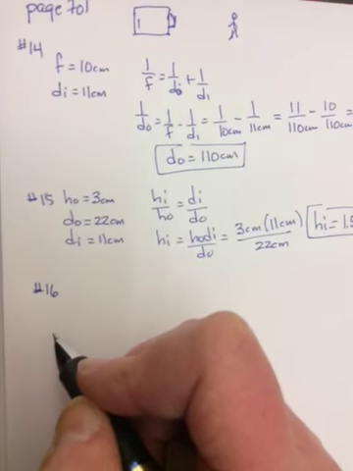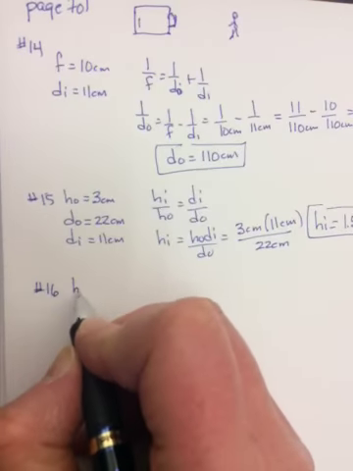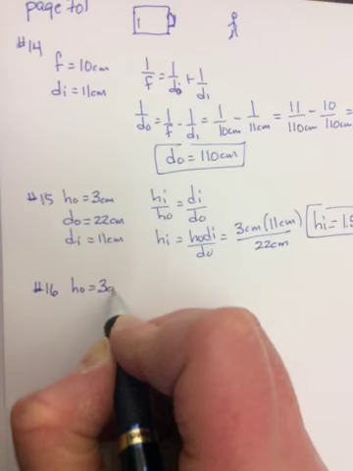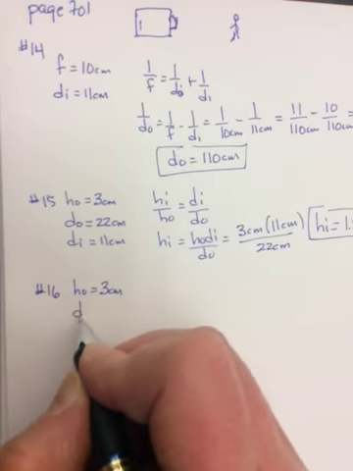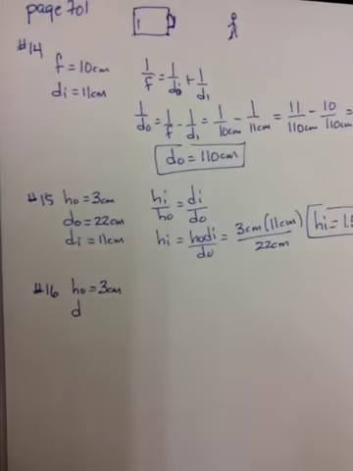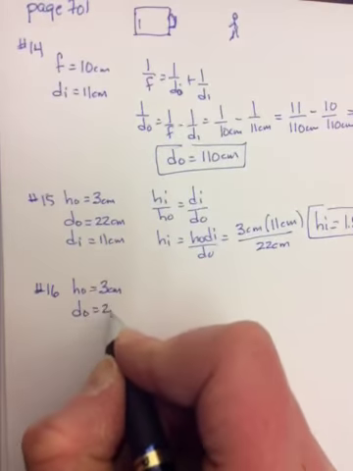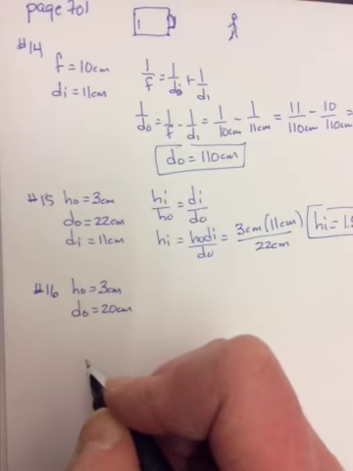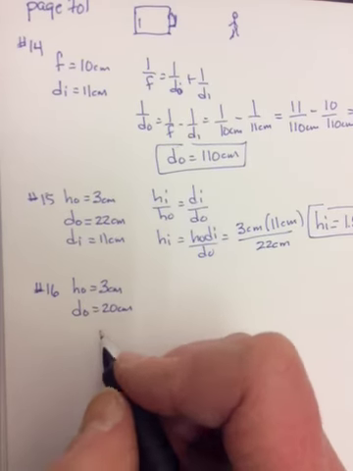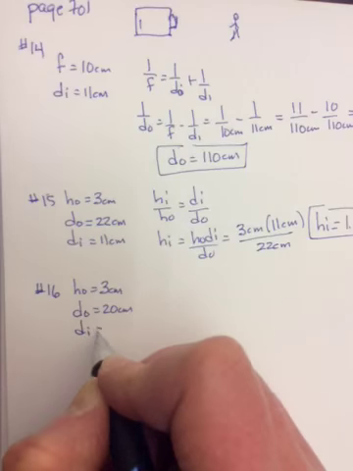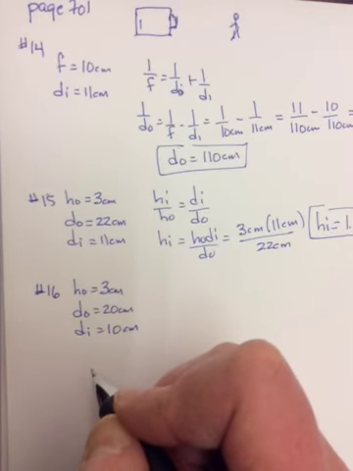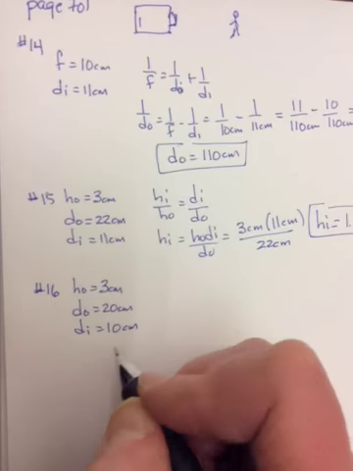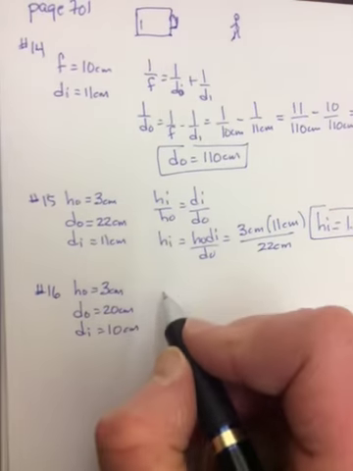Number 16. An object that is 3 centimeters tall, HO, 3 centimeters, is placed 20 centimeters in front of a converging lens. DO is 20 centimeters. A real image is formed 10 centimeters from the lens. DI, 10 centimeters. What is the focal length of the lens? I don't know why they told us the height, but okay.